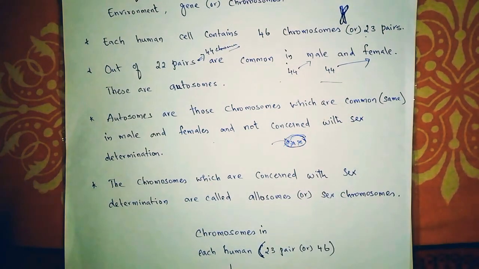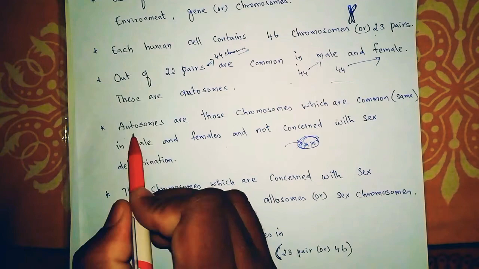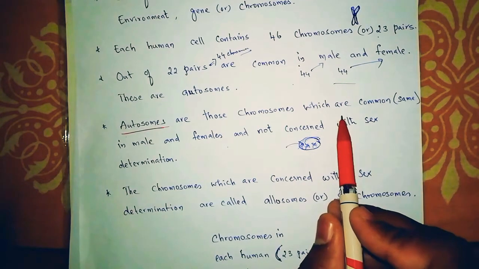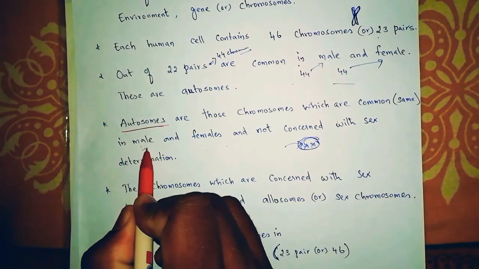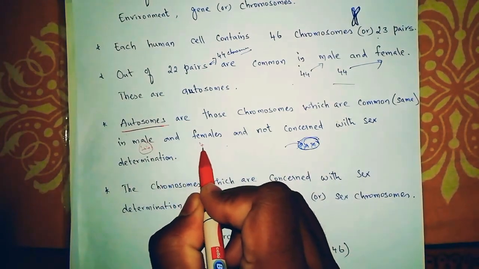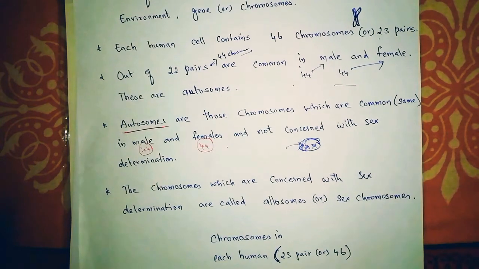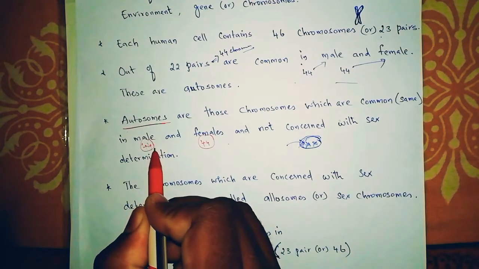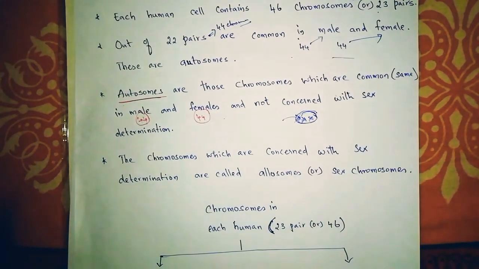We'll talk about this in our coming topics. What we are trying to say is autosomes. I just want to mention this, you also take a note of it. Autosomes are those chromosomes which are common in male and female. So male also has 44 and female also has 44 chromosomes. That is common. What is the total number of chromosomes we have? We have 46 chromosomes. That means 2 less for male and 2 less for female. Where do these 2 chromosomes come from? Let's learn about this.